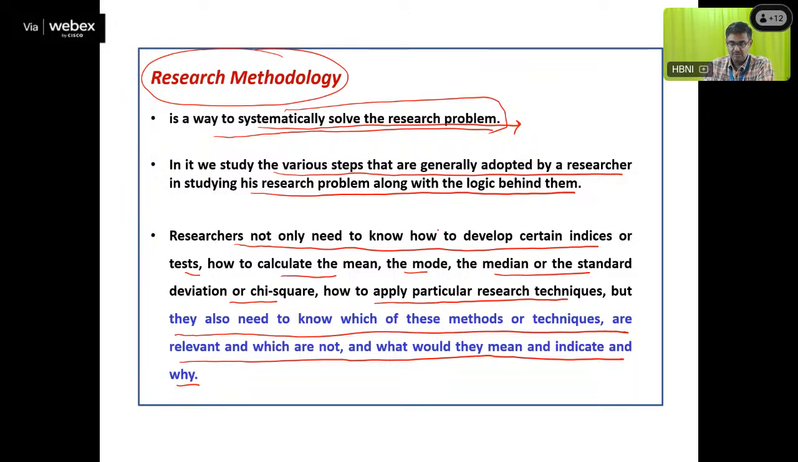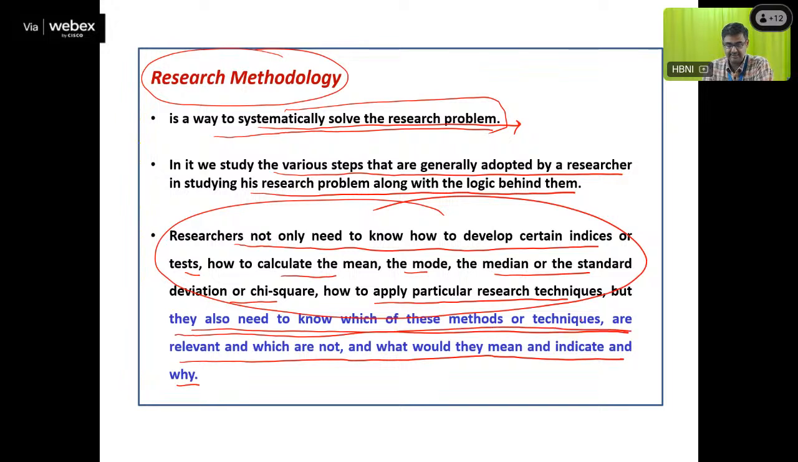So you need to know all the research methods, errors, and everything, how to calculate the mean, mode, median, standard deviation. All these will come in future classes in research methods. You also need to know which of these methods or techniques are relevant and which are not, and what they would mean and indicate and why. So that is very, very important.